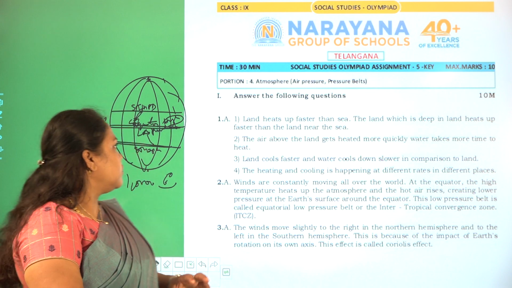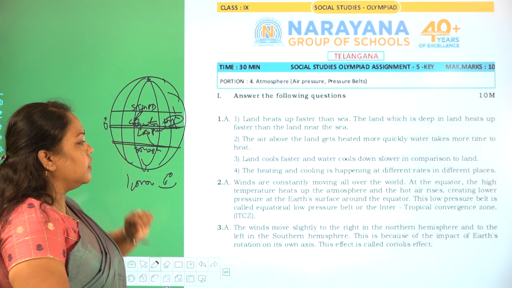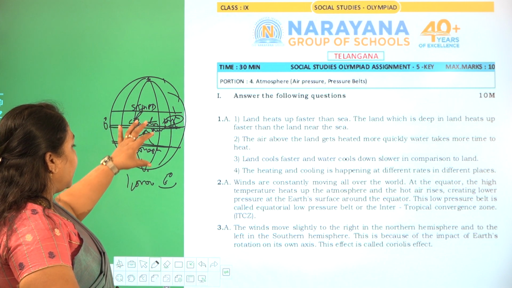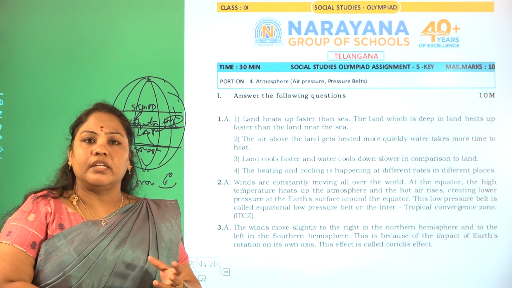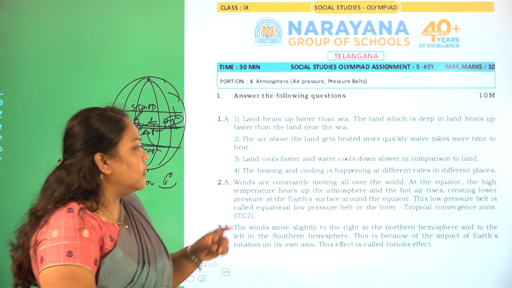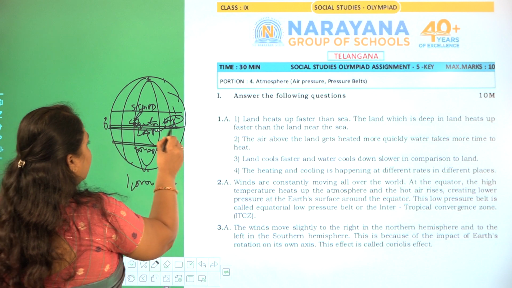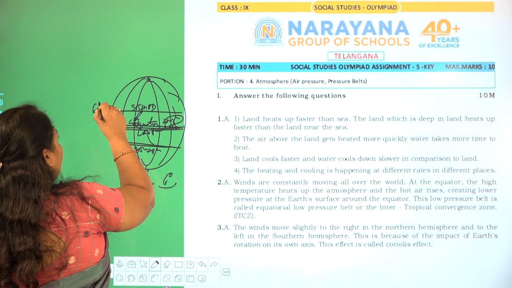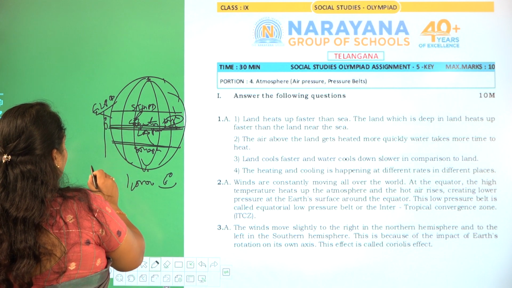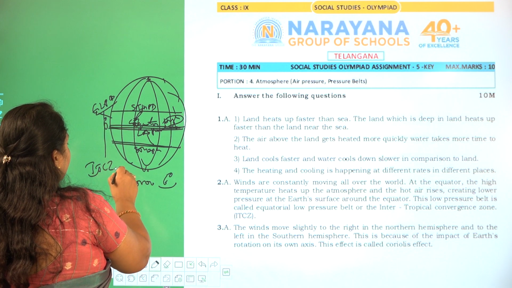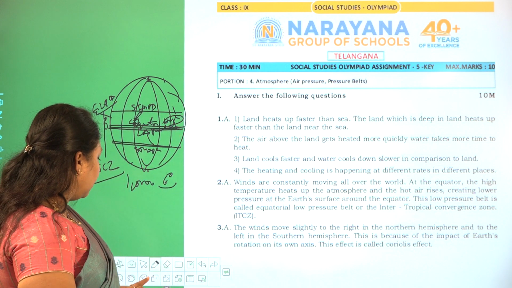Because of the high temperature near the equator, the pressure at the earth's surface around the equator is low. This low pressure belt is called the equatorial low pressure belt, and this is said to be the ITCZ, the intertropical convergence zone. This is all about the second question, children.